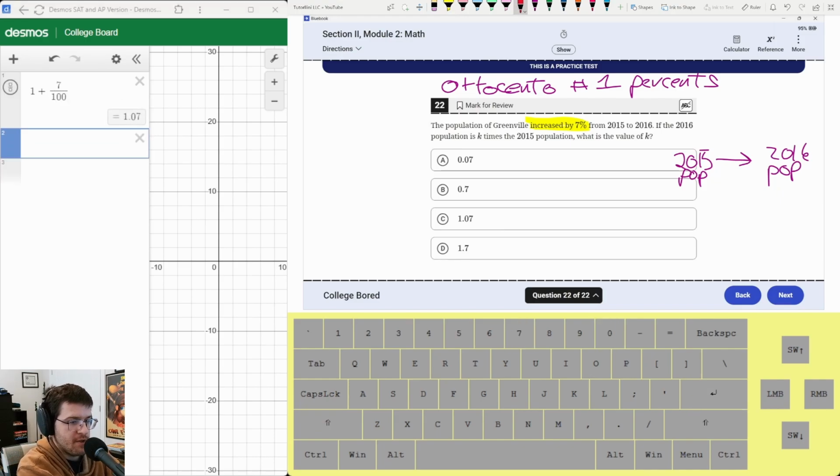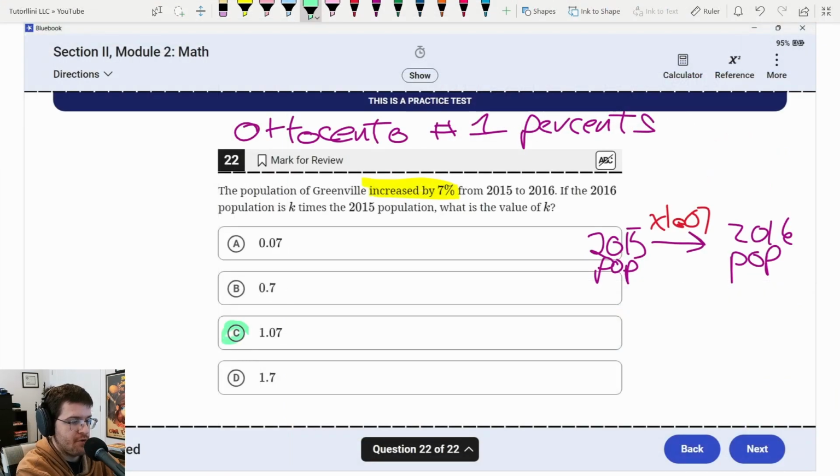And we get 1.07, so that means the 2016 population is 1.07 times as big. So the answer is choice C.